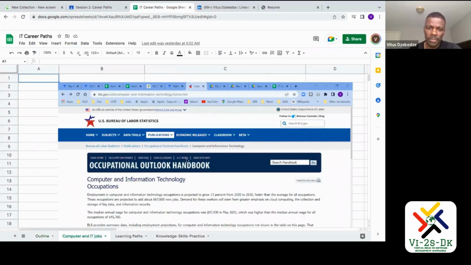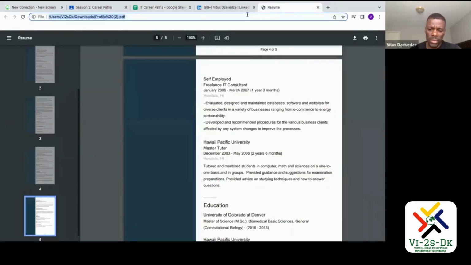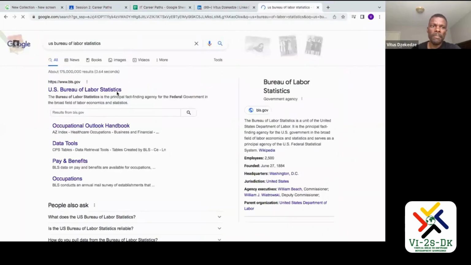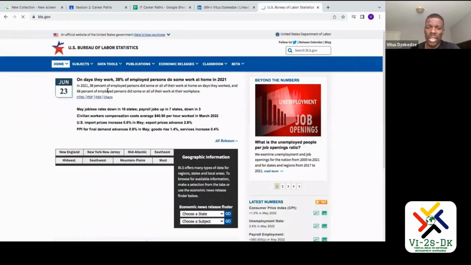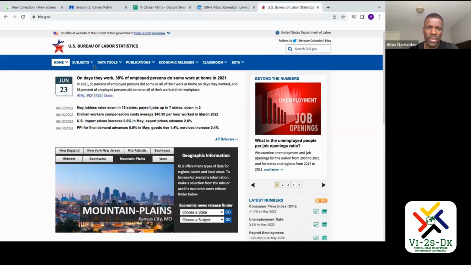So here is what the website looks like. I'm going to take you to it in a little bit, but it does explain here that employment in computer and information technology, I think I should just go in there right away. Let's do US Bureau of Labor and Statistics. Okay. So again, about the US Bureau of Labor and Statistics, here's a synopsis. The Bureau of Labor and Statistics is a principal fact-finding agency for the federal government in the broad field of labor economics and statistics. So that tells you that these are real numbers, okay? This is not something that anybody would come about and tell you, hey, I think, I thought, and so on and so forth.